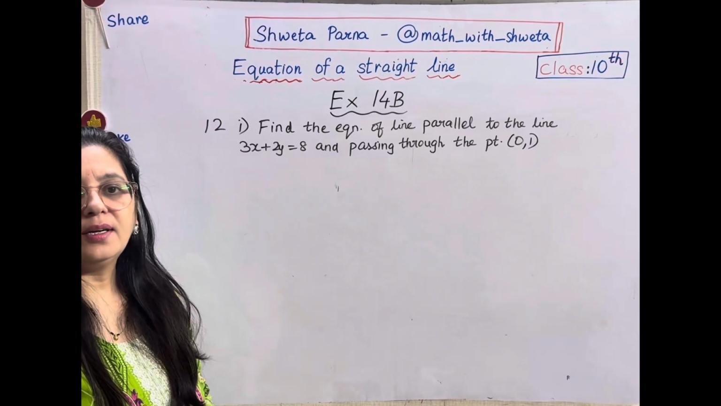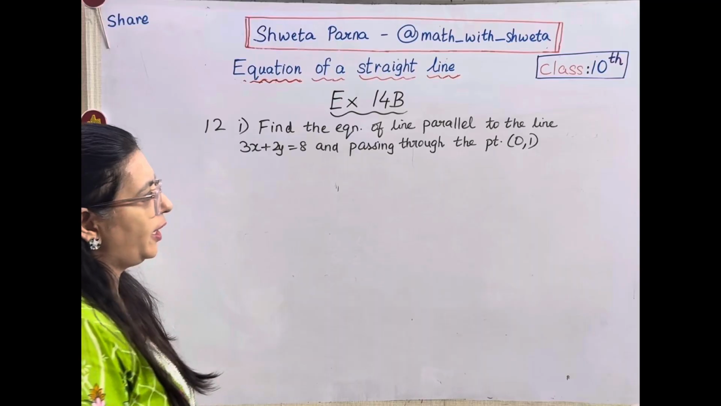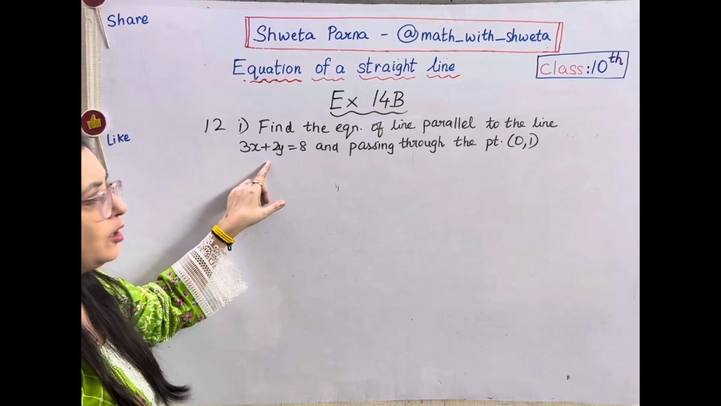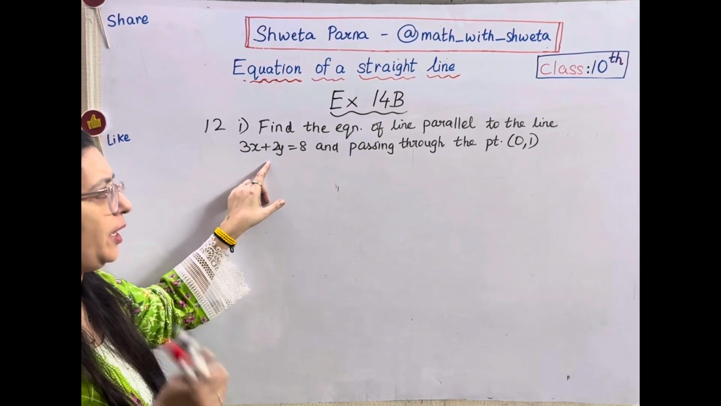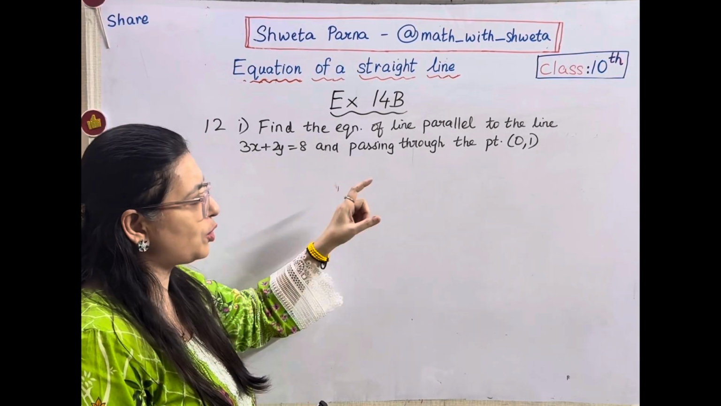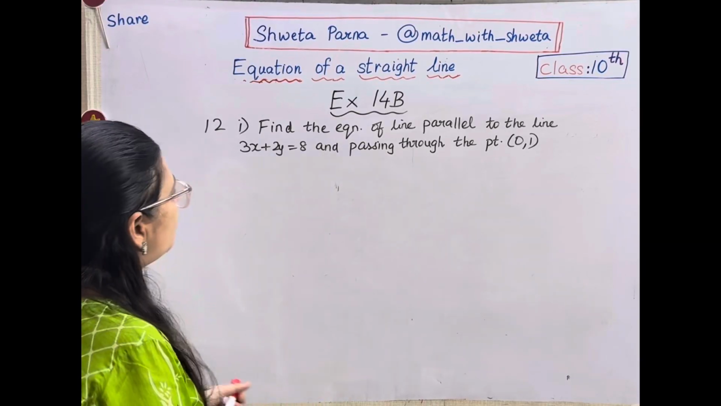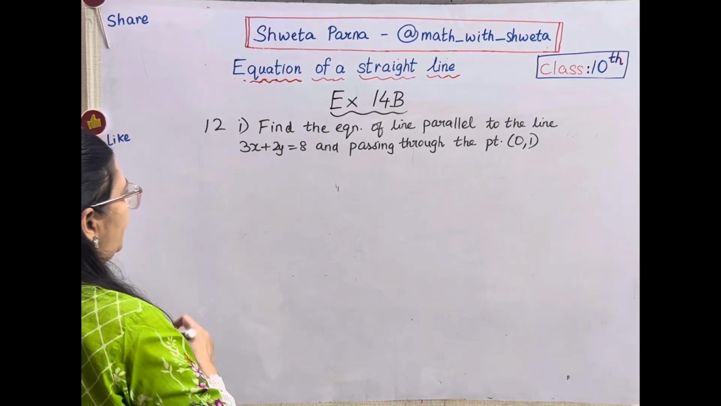Okay, come on. Let's go to question number 12. The first one, find the equation of a line parallel to this line. So parallel means the slope should be equal and it passes through the point. So you have to find the equation of a line which is parallel to this and it passes through this point. So first let's find the slope of this line.